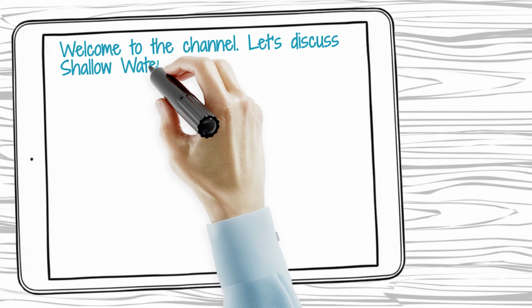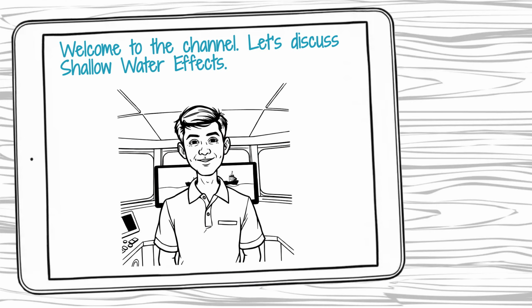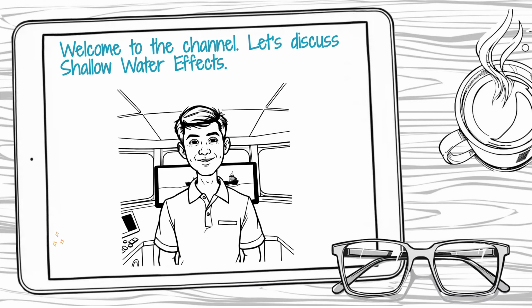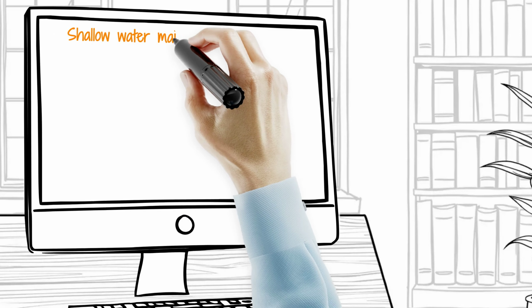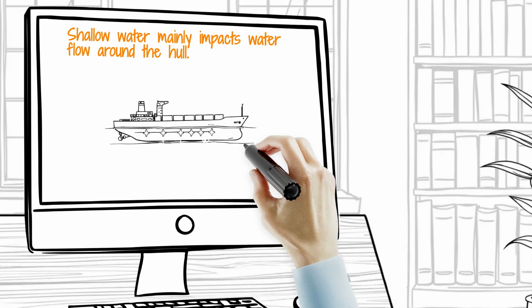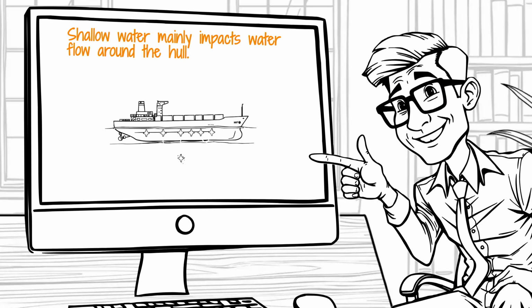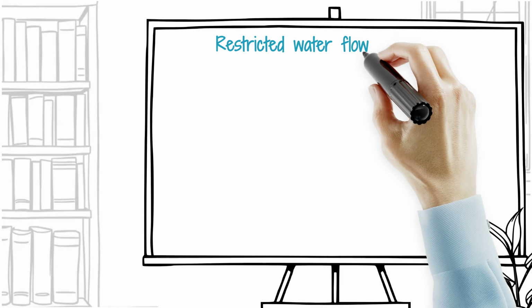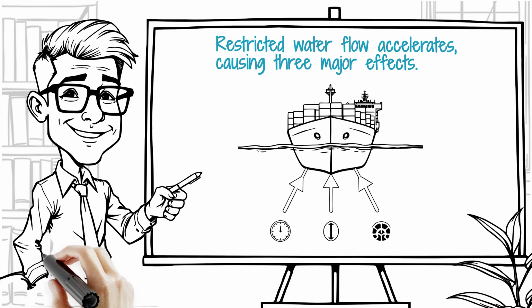Let's talk about the shallow water effects. A ship's behavior fundamentally changes when the water depth, or H, becomes a critical factor, typically defined as any depth less than about 1.5 to 2 times the vessel's draft, or T. The biggest impact is on the flow of water around the hull. In deep water, displaced water flows easily in all directions. In shallow water, the flow is heavily restricted between the ship's bottom and the seabed. This restriction forces the water to accelerate, creating 3 major linked effects: increased resistance, the squat effect, and altered maneuverability.